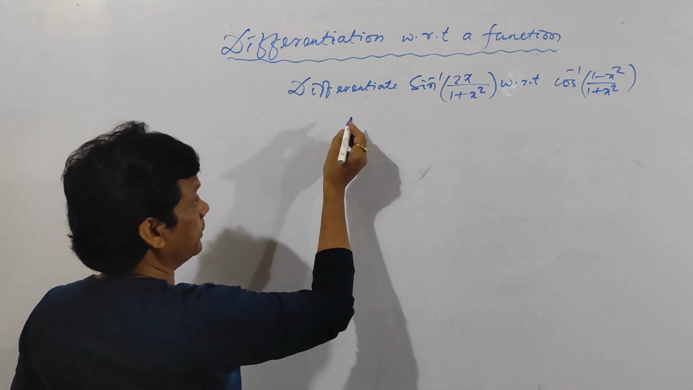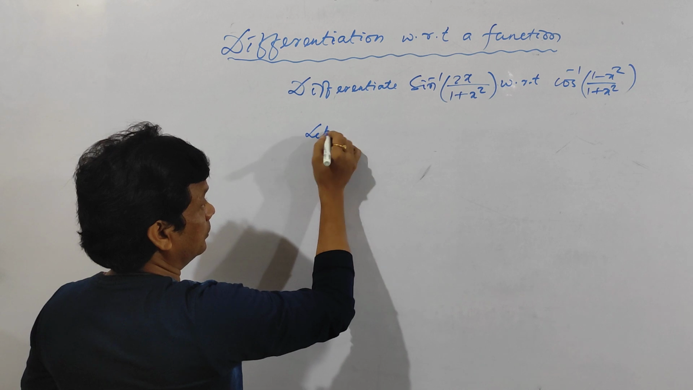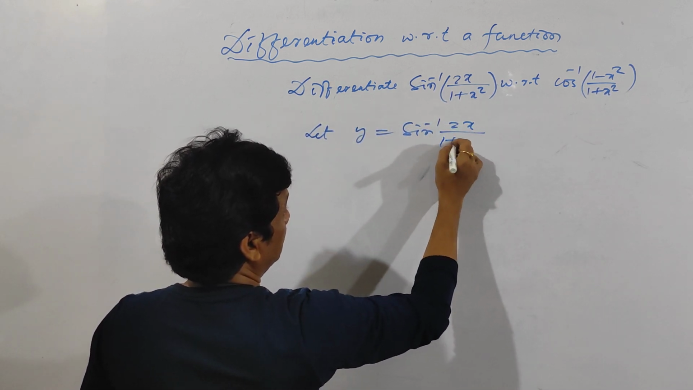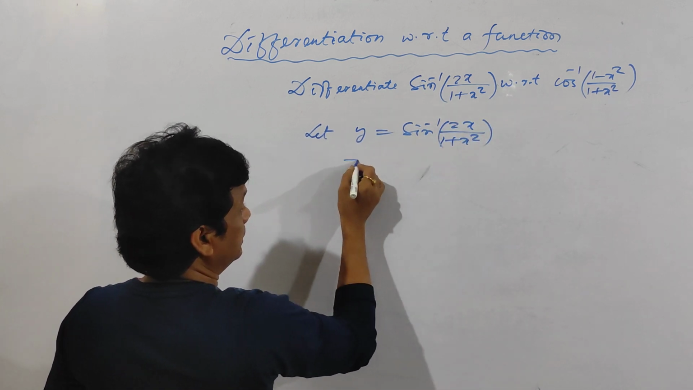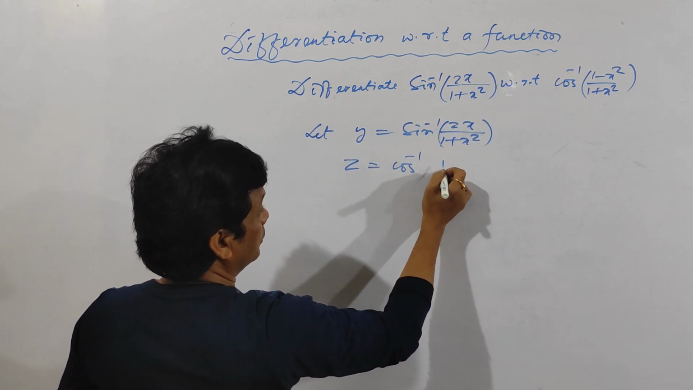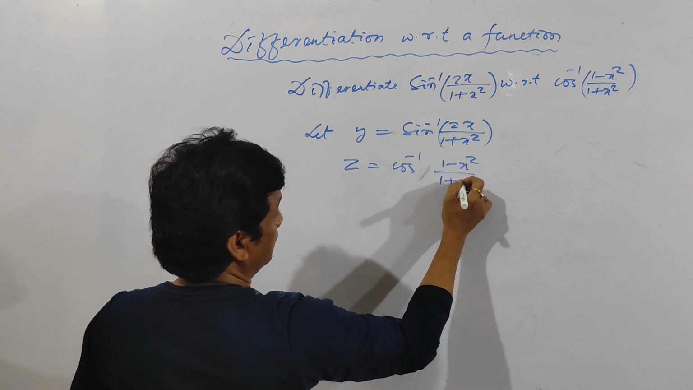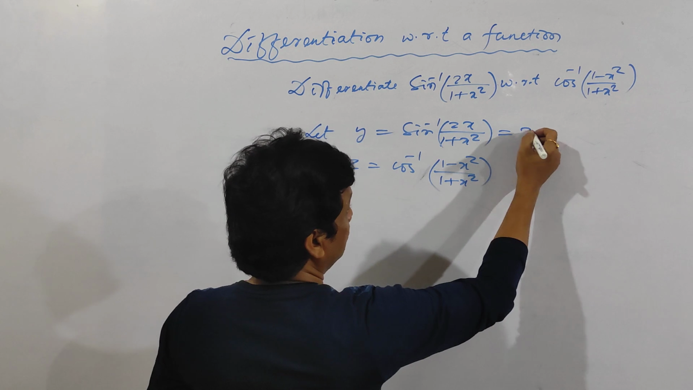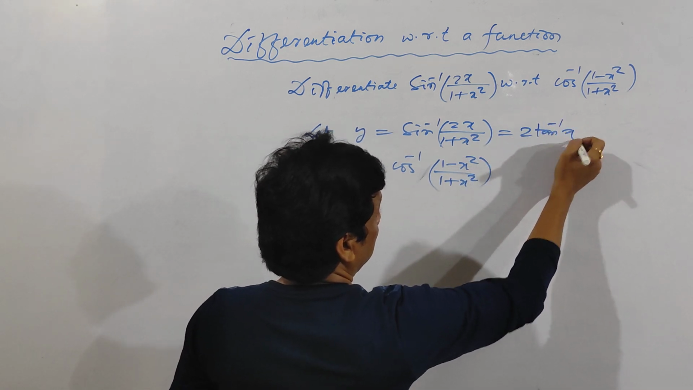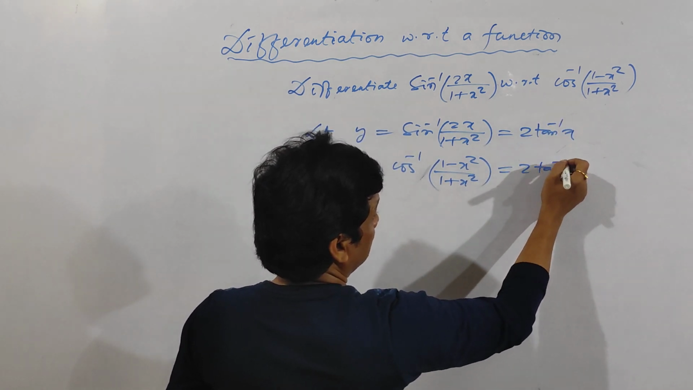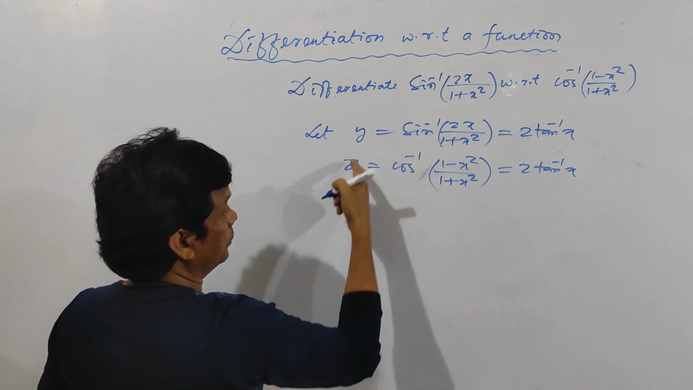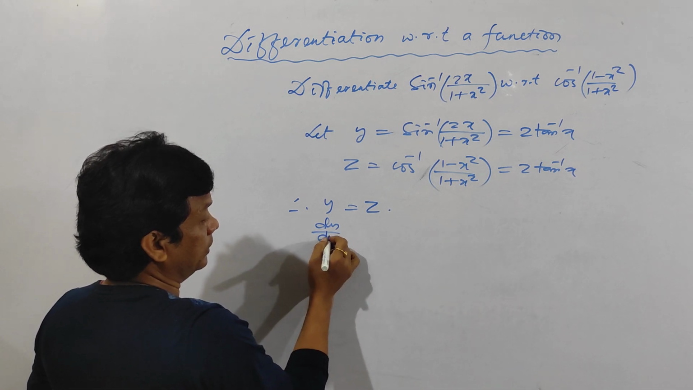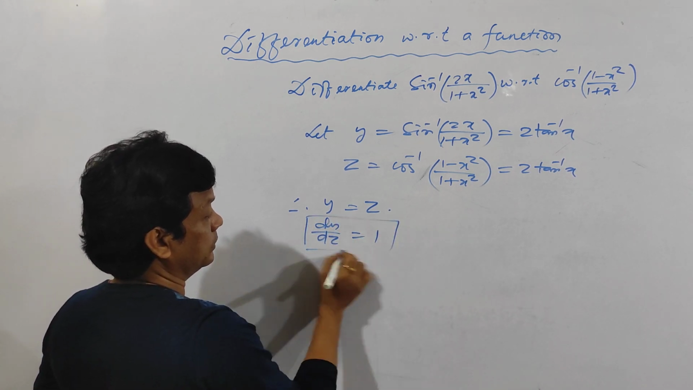See here, this example is very, very important. Let y is equal to sin inverse 2x by 1 plus x square and z is equal to cos inverse 1 minus x square by 1 plus x square. And it is already known to you that the formula for this one is 2 tan inverse x and this one is also 2 tan inverse x. So both are the same. That means y is equal to z. So dy by dz is equal to 1. So this is the answer. Clear?